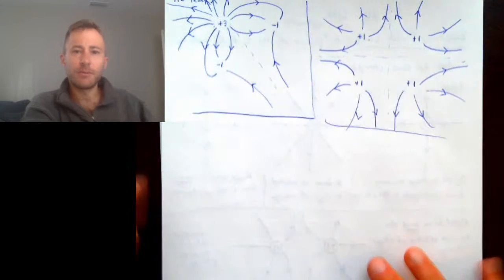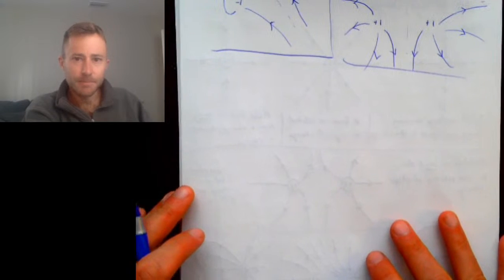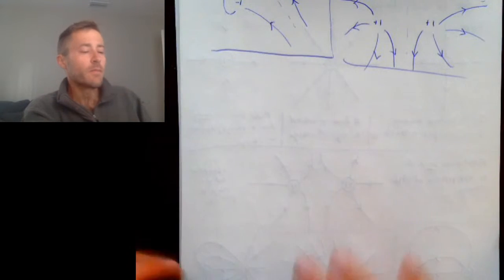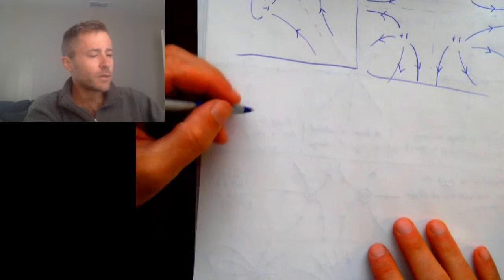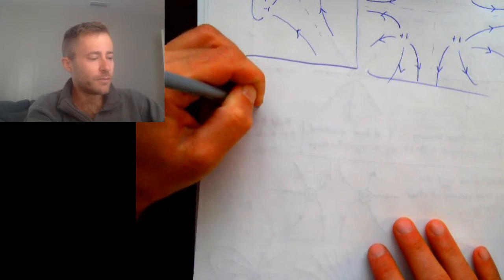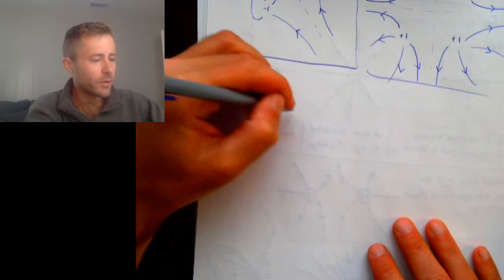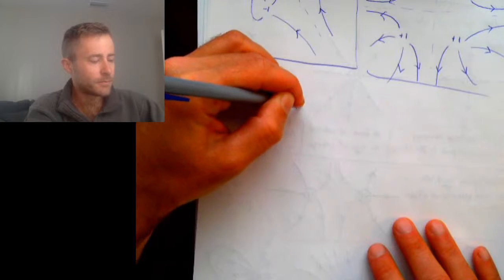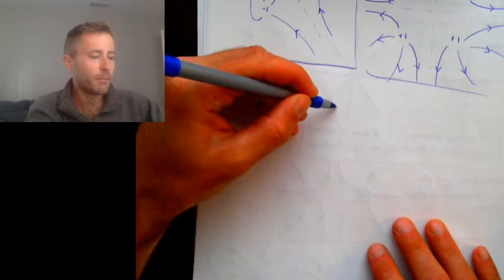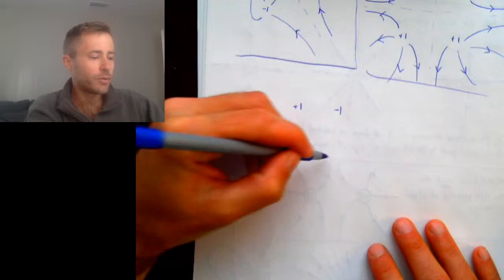So there's that example. I'll do maybe one more example of drawing it. Okay. Let's see. Maybe we have a -2 next to a +1. And then maybe there is a -1 here. And then maybe there's a +2 here.